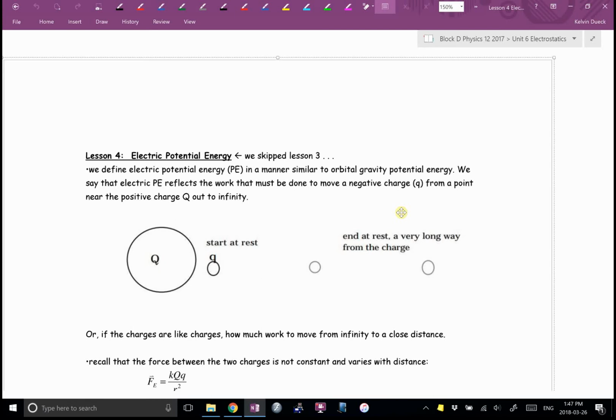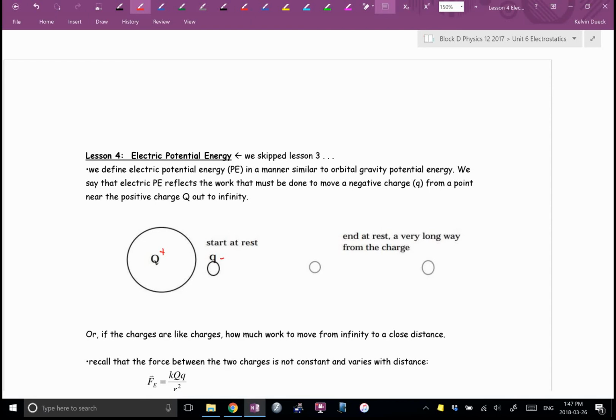So here's a picture. Here's our big positive charge, and this is a planetary positive charge. Make that a plus sign. Here is a negative charge. Which way does this negative charge want to move? To the left or to the right? Left, because unlike charges attract. So can I say it wants to fall down?